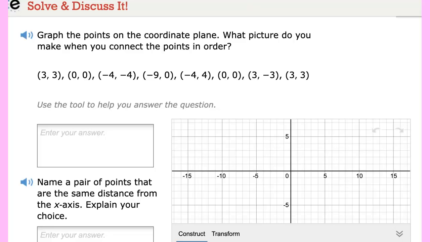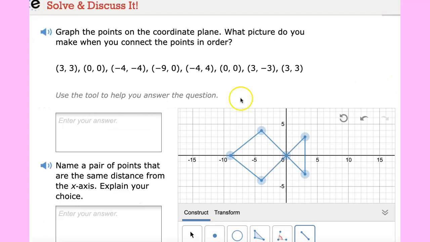Before we start, I would like you to do this activity first. Graph the points on the coordinate plane. What picture do you make when you connect the points? So you have 3, 3, 0, 0, negative 4, negative 4, negative 9, 0, negative 4, negative 4, 0, 0 again, negative 3, negative 3, 3, negative 3, and 3, 3. You could use the tools down there in your book. You could just write over it. What do you think is the picture that will show when you graph these points? Go ahead. If you were able to plot the points and it looks like this, then you're right.